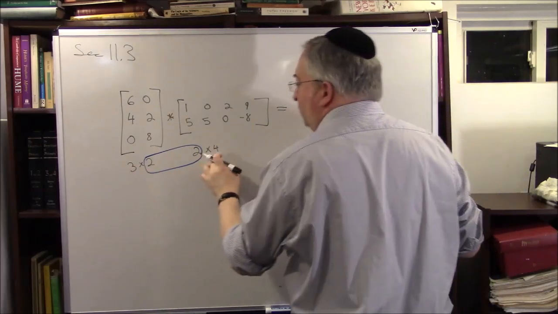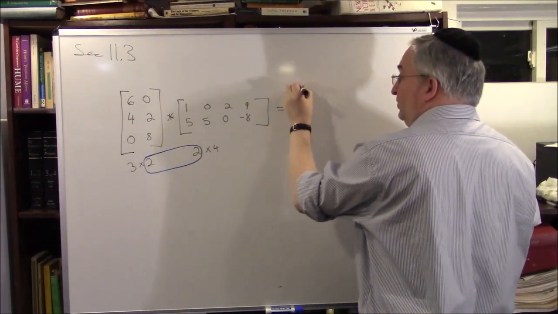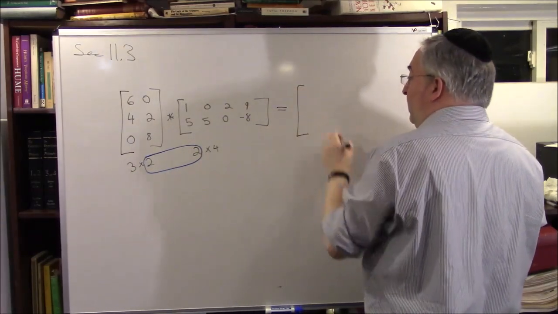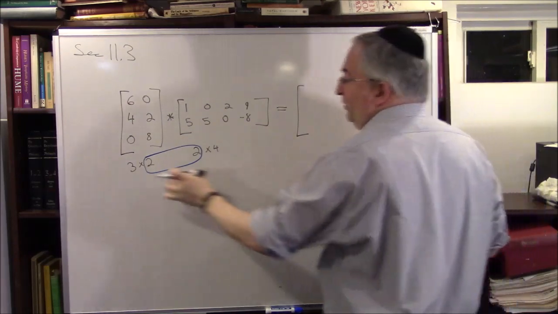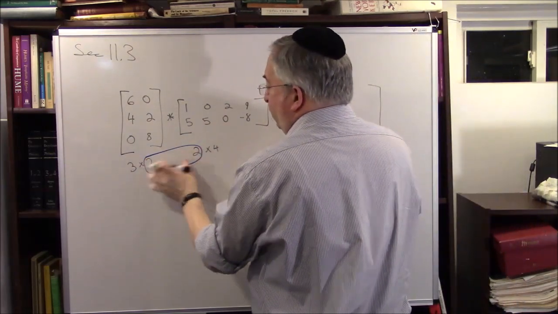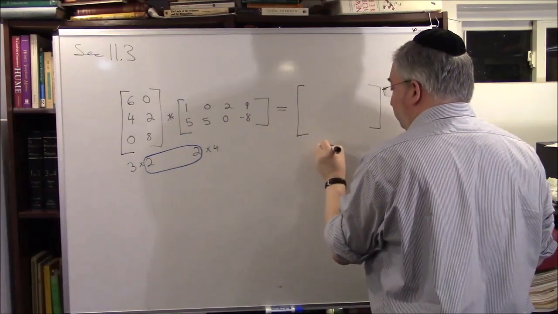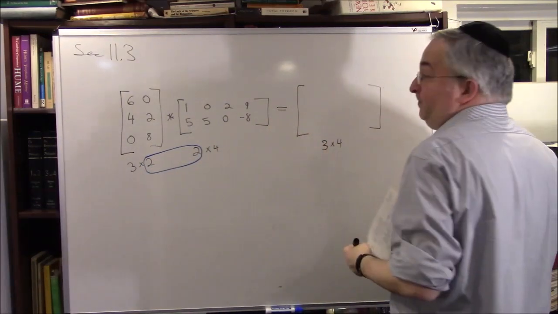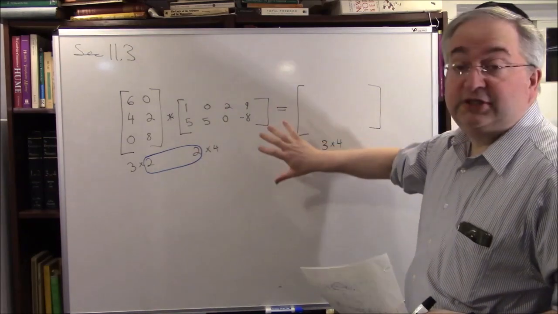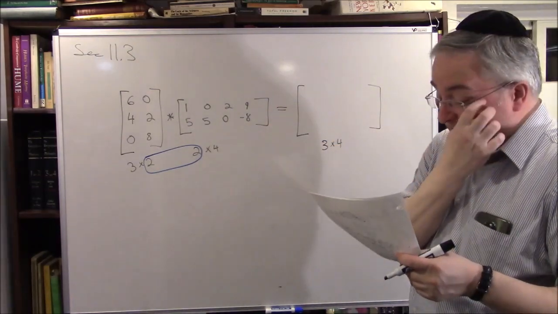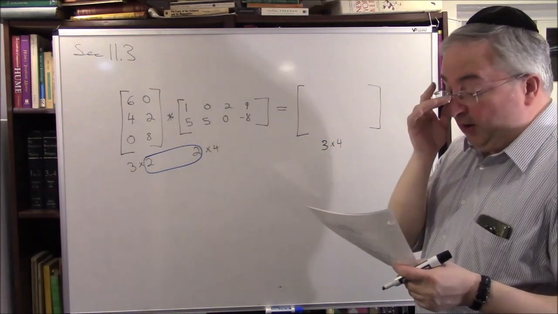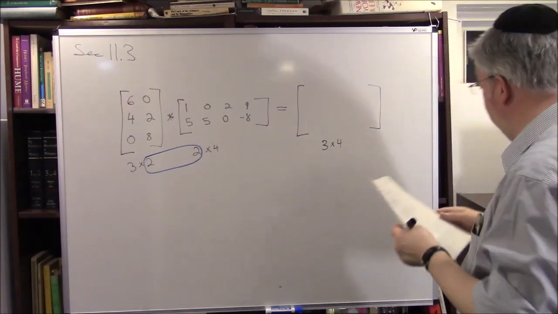You're going to get what's called a 3 by 4 matrix. So this is going to be 3 down and 4 across. In other words, 3 by 2, 2 by 4, the two numbers are the same, they go away, and you're left with a 3 by 4 matrix. Great. I will tell you the secret formula of how to fill it in a second, but right now I want to just work it out and show you how to do it.